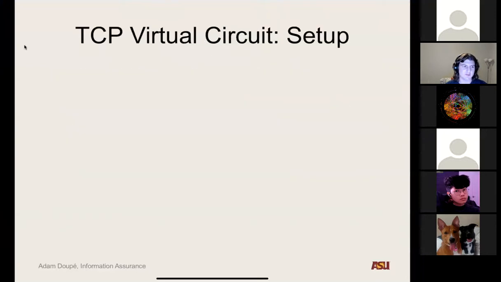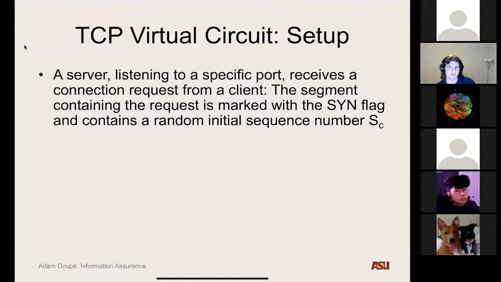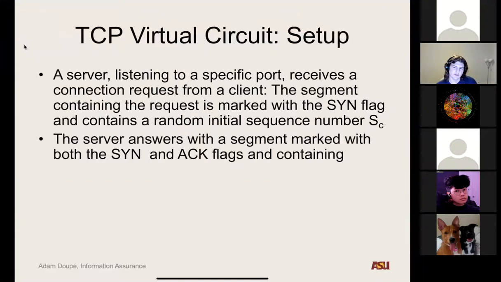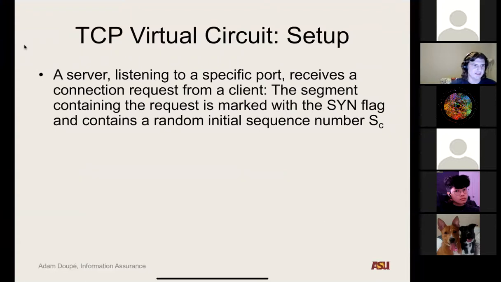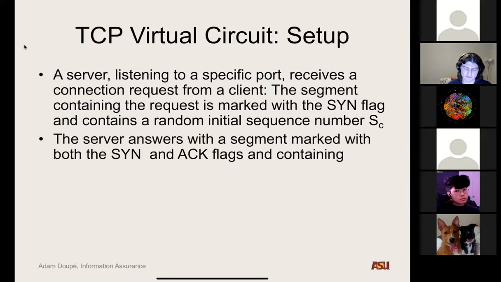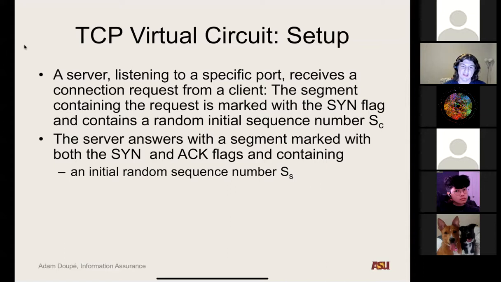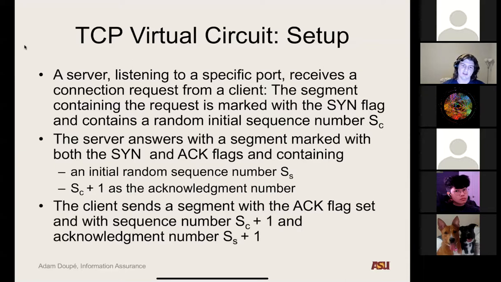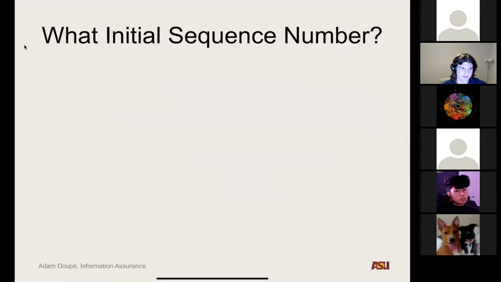So let's walk through setup. This could answer that question. Basically the SYN packet of the initial thing says, hey, this is my initial sequence number. The server responds with the SYN-ACK and has its own random sequence number, and the sequence number of the client +1 as the acknowledgement number. The client then sends a TCP packet back with the ACK flag set and with the sequence number of SC +1 and SS +1, just like we talked about.